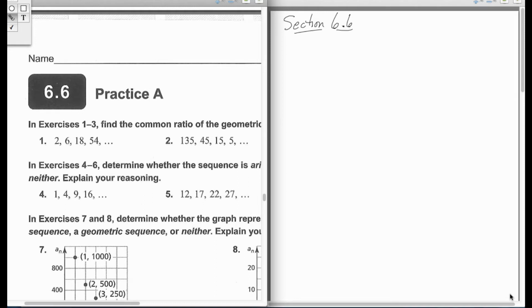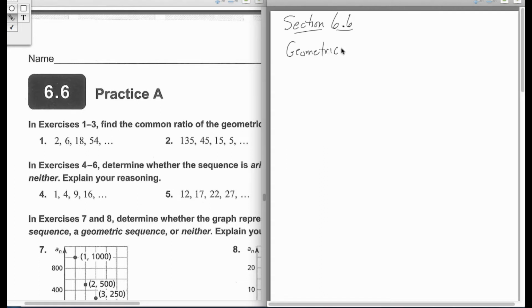All right, Algebra 1 students, let's look at our continuation of section 6.6. We are looking at exponential functions, and related to that, we were looking at what are called geometric sequences. Remember, I told you that we really have been talking about geometric sequences all along as we were talking about exponential functions. So they are very much related.